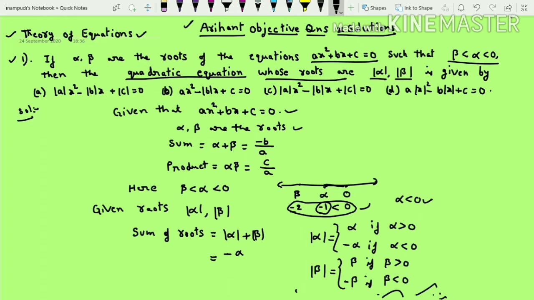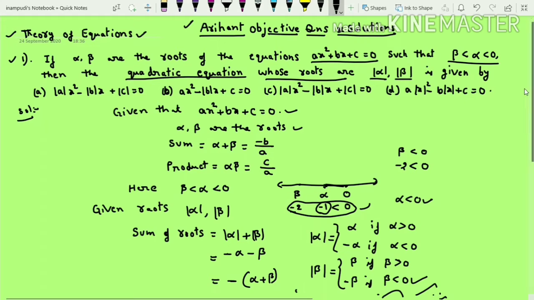Here, for example, minus 2 and 0: minus 2 is less than 0. So beta is less than 0, and mod beta can be taken as minus beta. So the sum is minus of alpha plus beta.